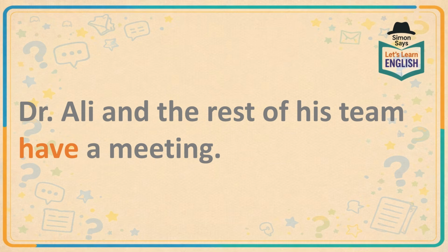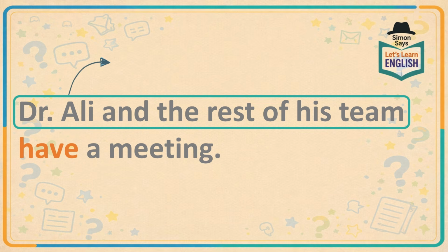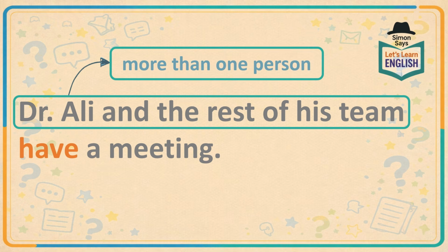Dr. Ali and the rest of his team have a meeting. Now look carefully at this sentence. What is the main thing here? The main thing is Dr. Ali and the rest of his team. So we're not just talking about Dr. Ali, we're talking about Dr. Ali and other people. So we're talking about more than one person. And because of that, we have to use have.